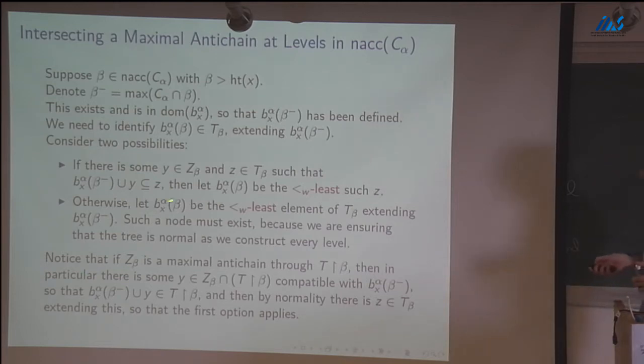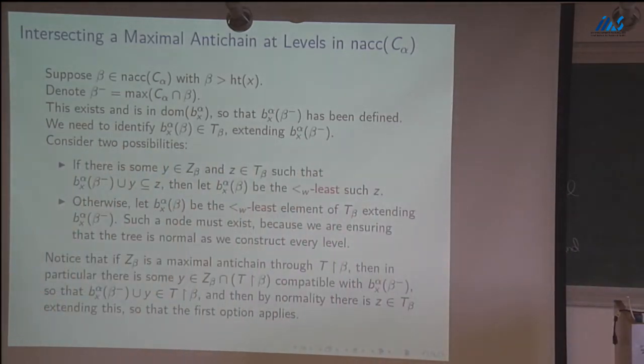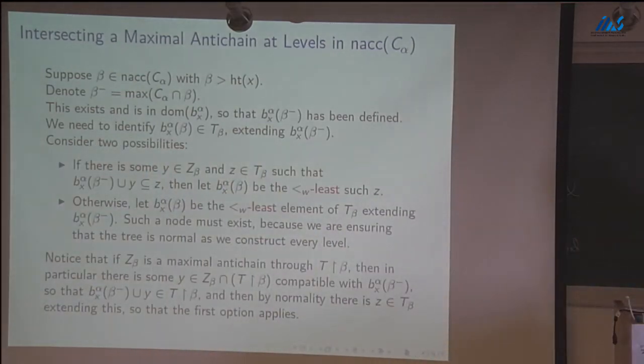If that can't be done, because remember, Z beta was arbitrary, so there's no reason to assume it should be possible. If it can't be done, then we simply extend it a priori arbitrarily, but we do it according to a well-ordering so that we have a definite choice. We simply say whatever our point was, take the choice at the beta level that is the least in the well-ordering. But there must be something there because we're always building our tree to be normal. So there necessarily is some point at the level beta in the tree above the point at beta minus where we were at before.